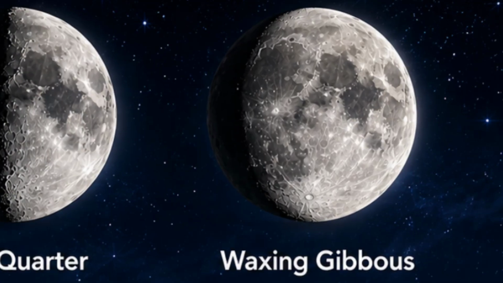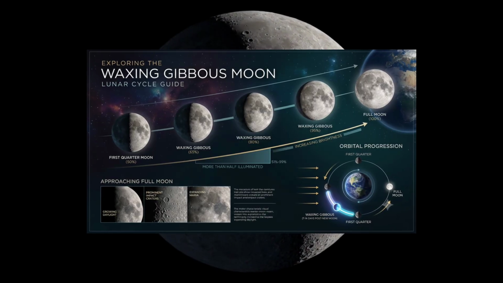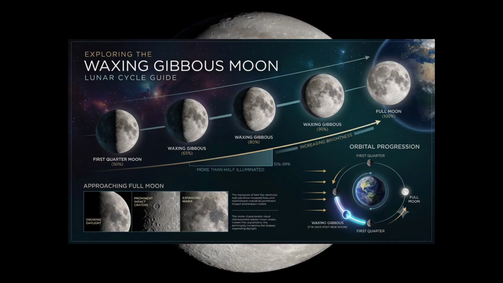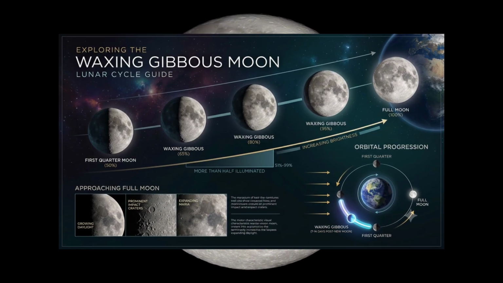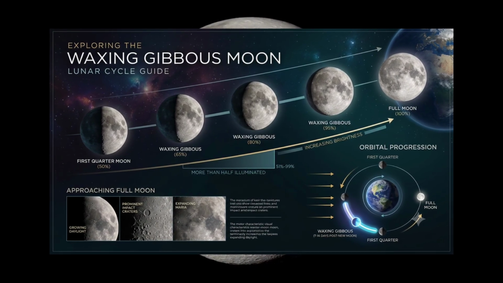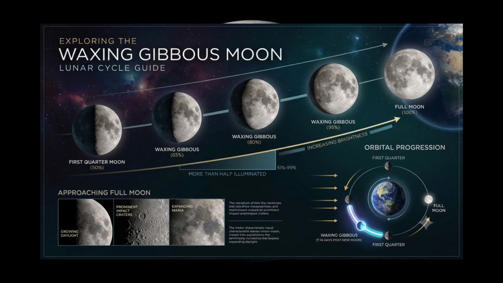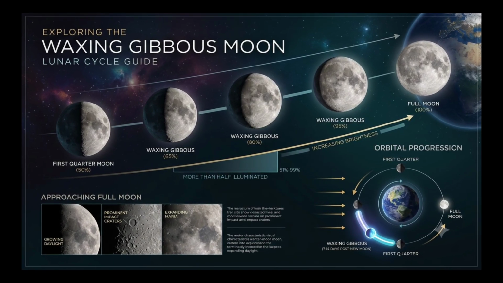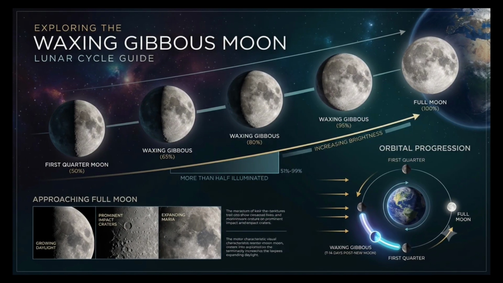Waxing gibbous. During the waxing gibbous phase, more than half of the moon's visible surface is illuminated, but it has not yet reached full brightness. The moon appears larger and brighter each night as it approaches the full moon phase. The increasing brightness affects nighttime environments across Earth.